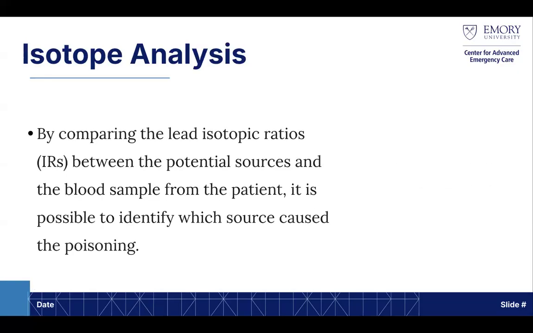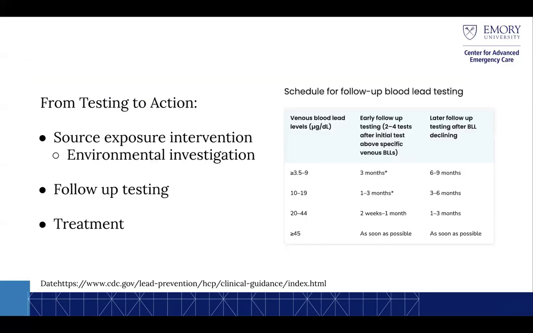Once a patient's elevated blood lead level is confirmed, the next challenge is identifying the source. Isotope analysis offers a powerful forensic tool by comparing the isotopic ratios of lead in the patient's blood with those found in potential environmental sources like paint, soil, or occupational materials. Investigators can then pinpoint the most likely exposure. Although technically demanding and costly, isotope ratio analysis has been successfully used in environmental investigations, particularly in complex exposure scenarios or legal cases.